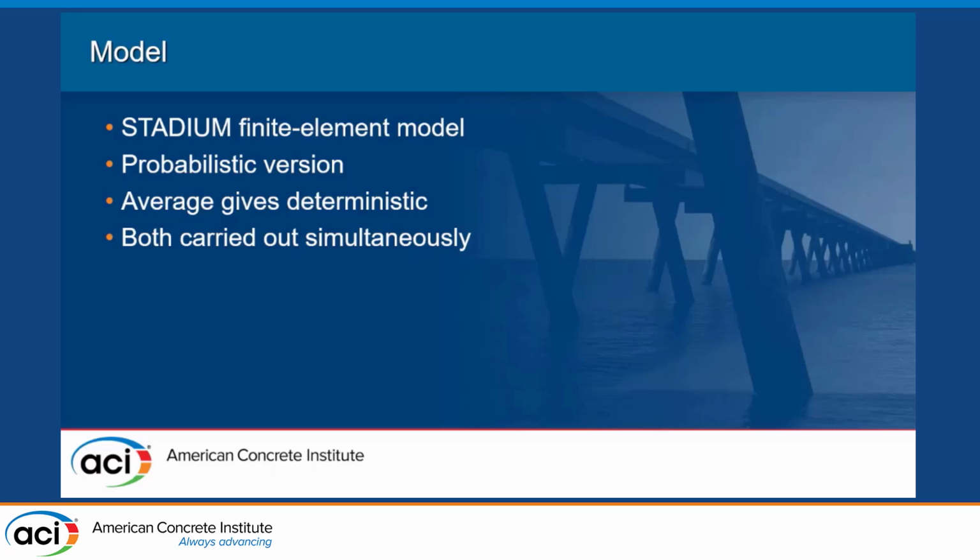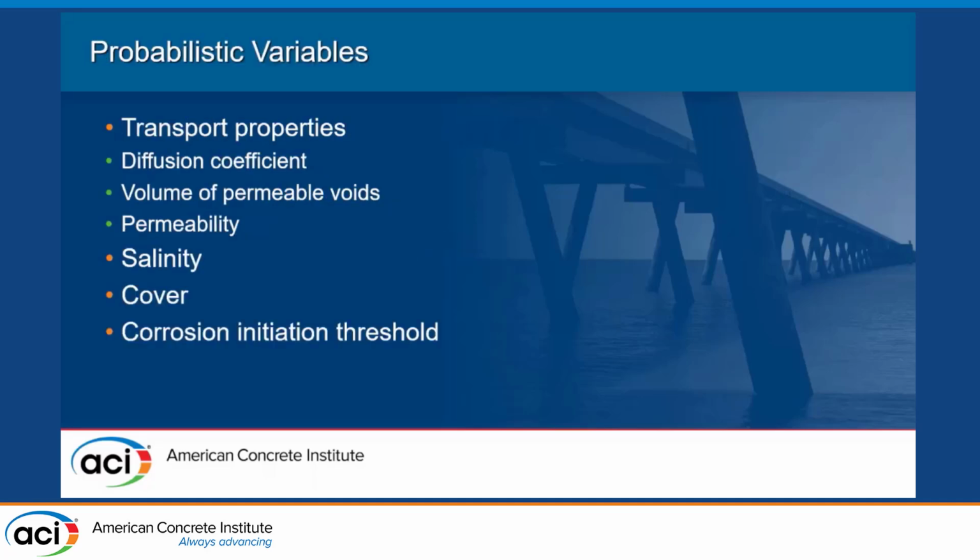There's a probabilistic and a deterministic version of that model. We're going to use the probabilistic one, but the average of the probabilistic gives something that looks like the deterministic values. So both are carried out simultaneously, and you see the results from both.